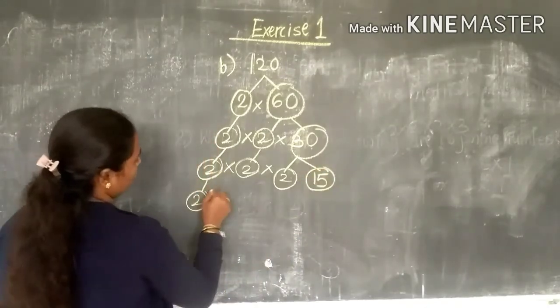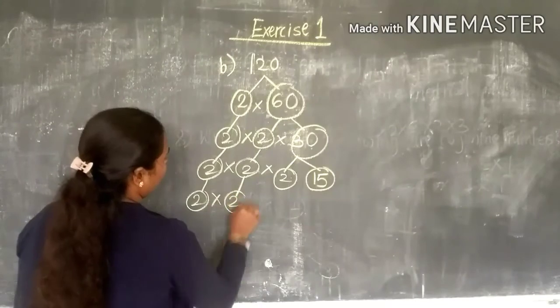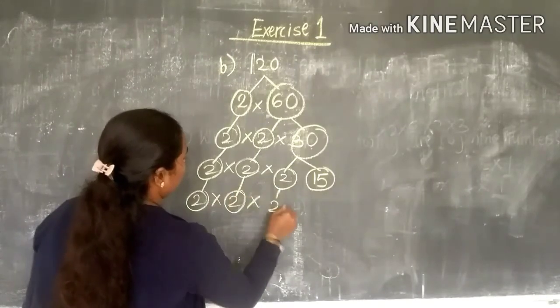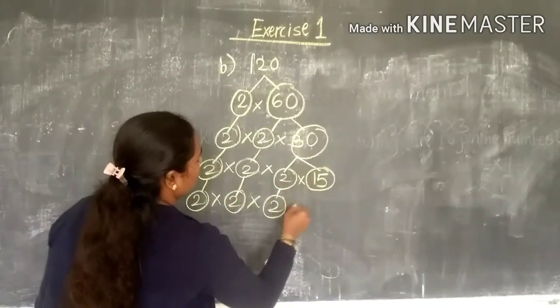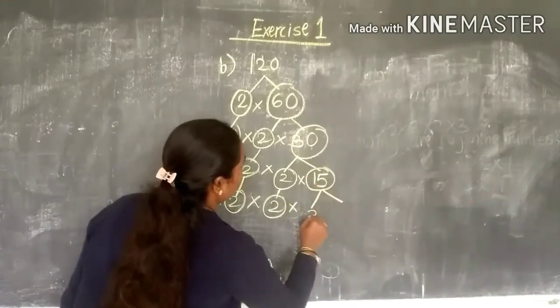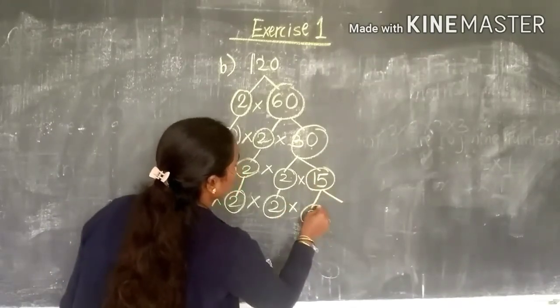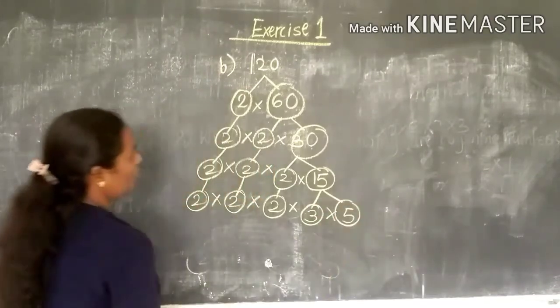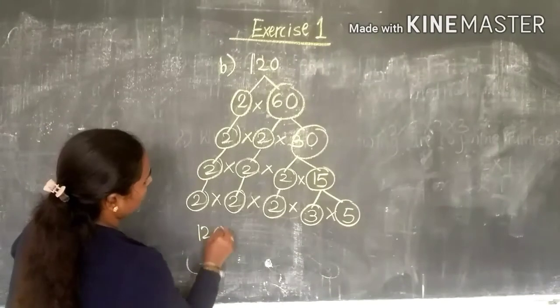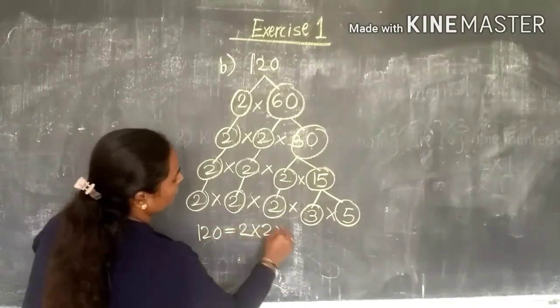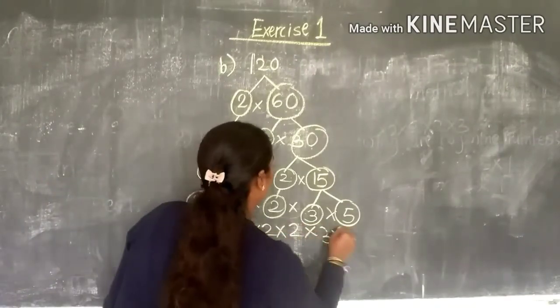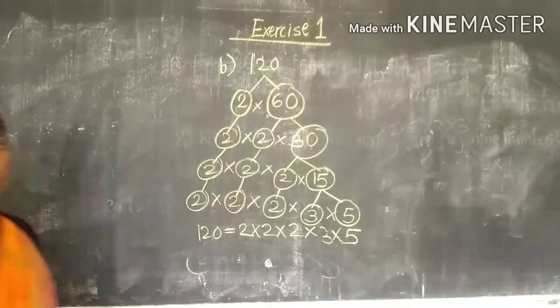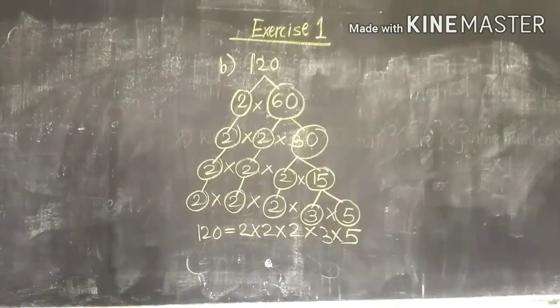Now for the 15, which factors will be there? 3 5, sorry. Yes, 3 5s are 15. So we have got here which factors? For 120, we got 2 into 2 into 2 into 3 into 5. These prime factors we have got by this factorization method. Next we will see the example.